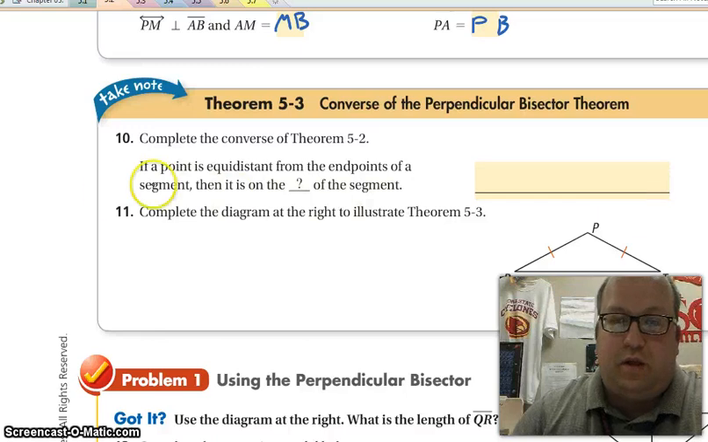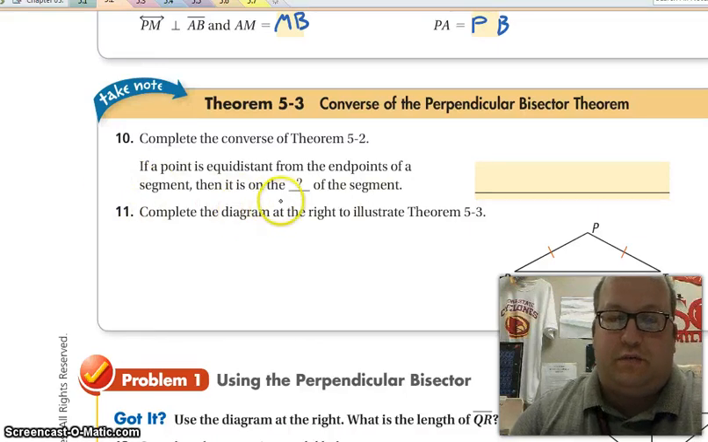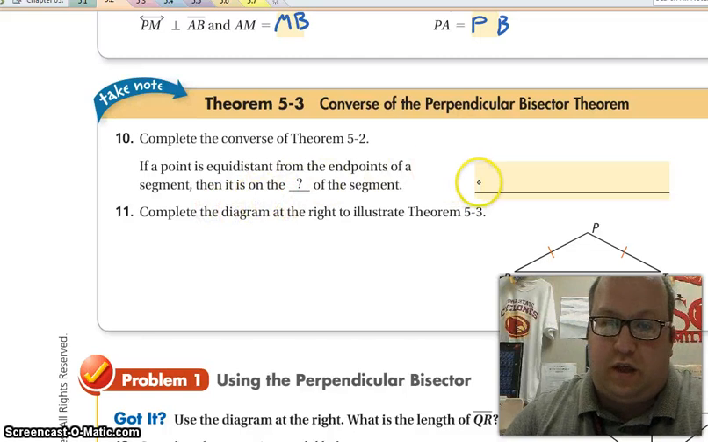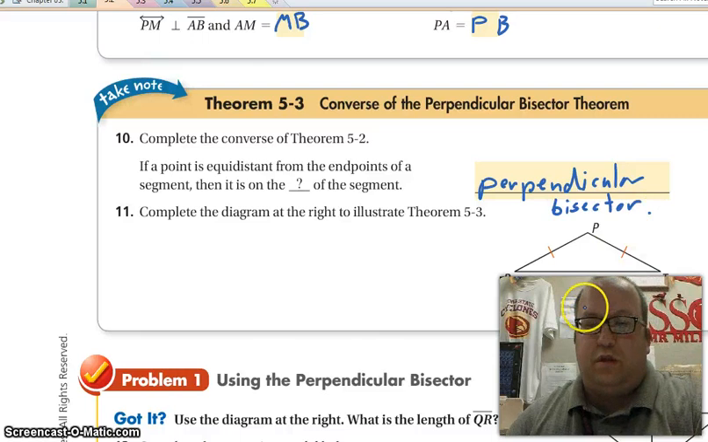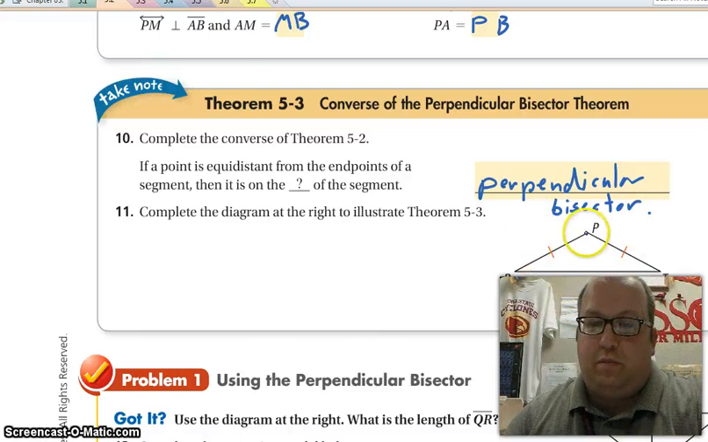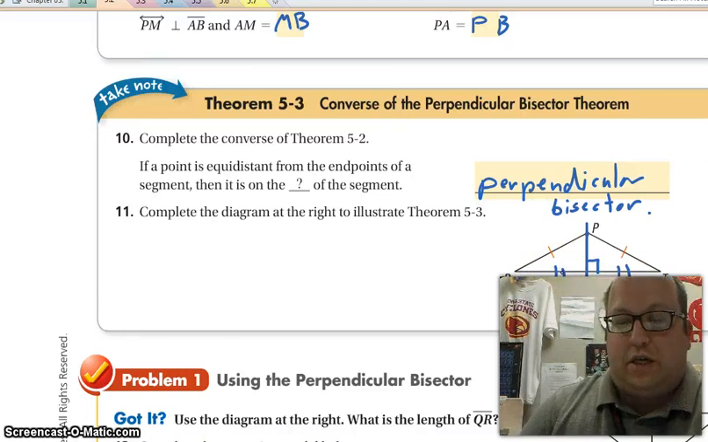All right. Now the converse. If a point is equidistant from the endpoints of a segment, then it is on the perpendicular bisector. Complete the diagram on the right. Well, okay, here. Point P is equidistant from R and T. That means it has to be on the perpendicular. That makes it perpendicular. And when I put the 2 marks here and here, that shows that RT has been bisected.